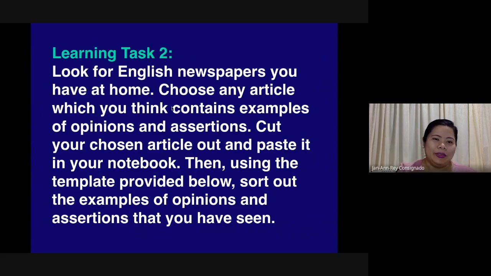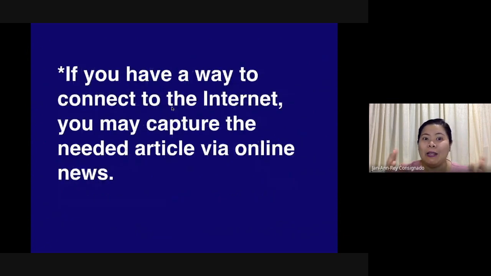Learning task 2. Look for English newspapers you have at home. Choose any article which you think contains examples of opinions and assertions. Cut your chosen article out and paste it in your notebook. Then, using the template provided below, sort out the examples of opinions and assertions that you have seen. And if you have a way to connect to the internet, you may capture the needed article via online news.